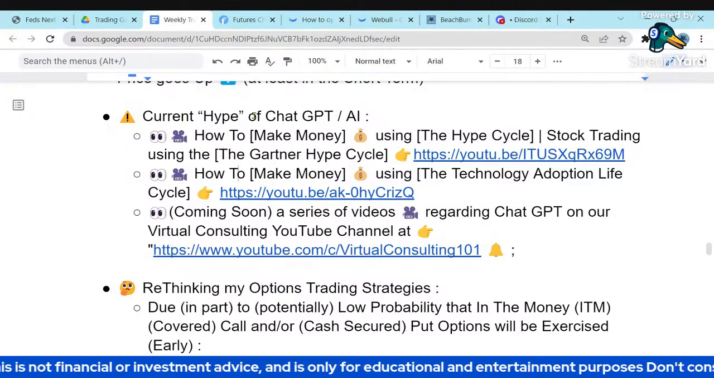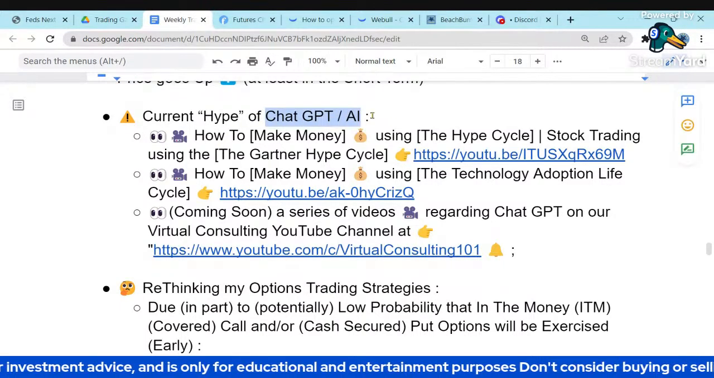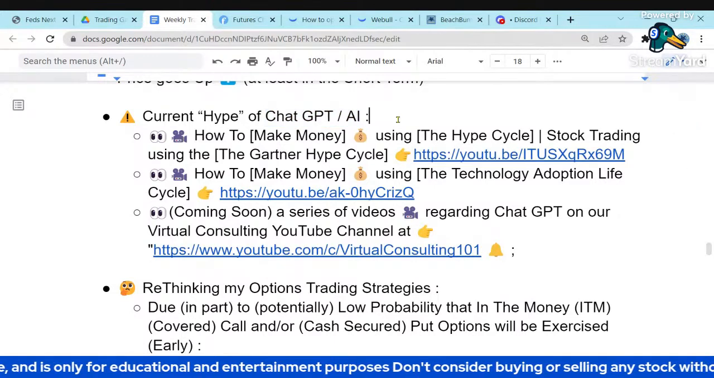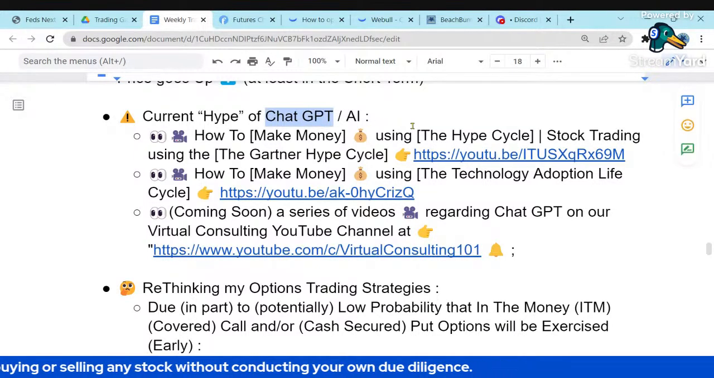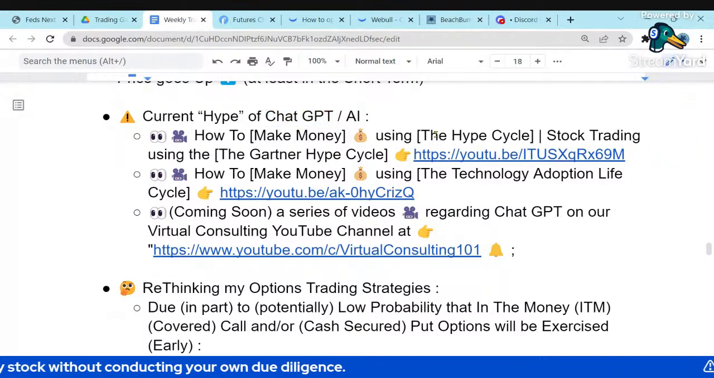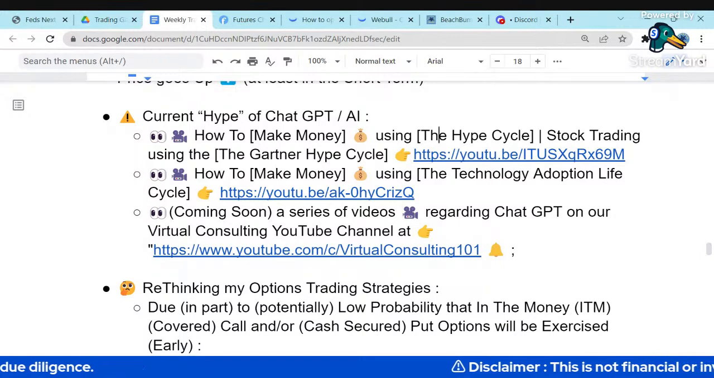Because in my humble opinion, when your shoe shine boy and your Uber driver and your grandmother are talking about ChatGPT like they were talking about NFTs last year, that should be a warning that that's potentially peak hype, and we might be falling into the trough of disillusionment.